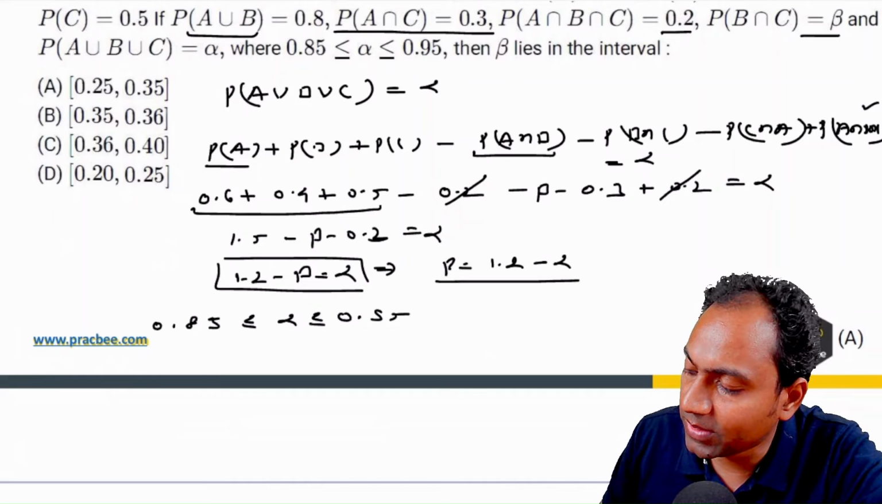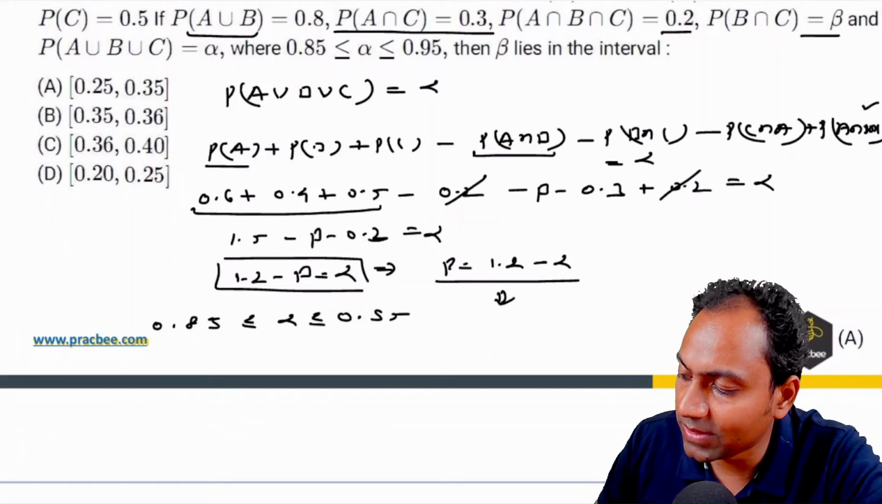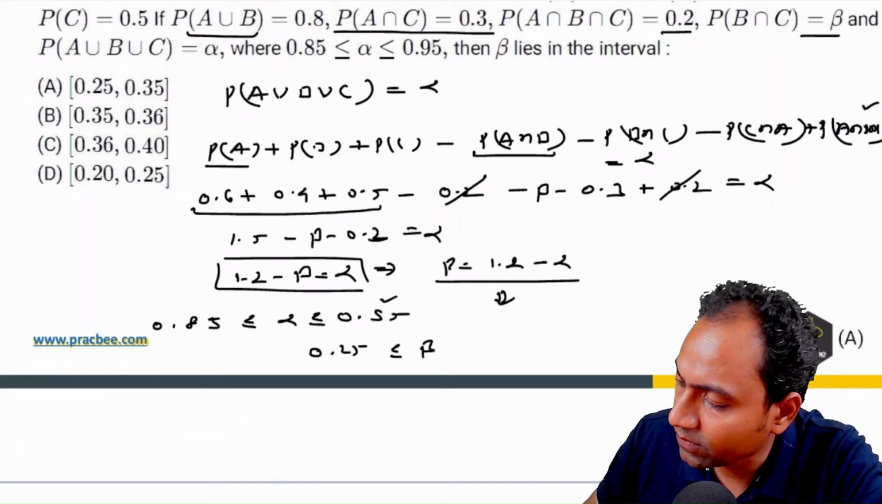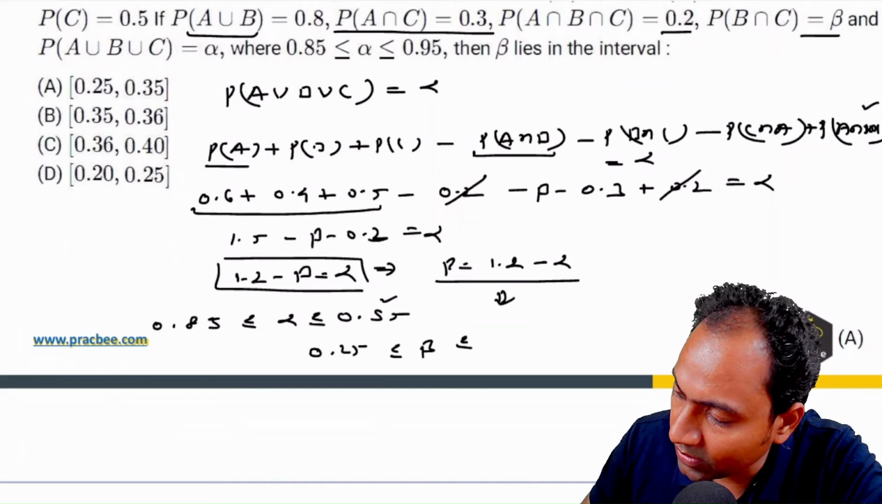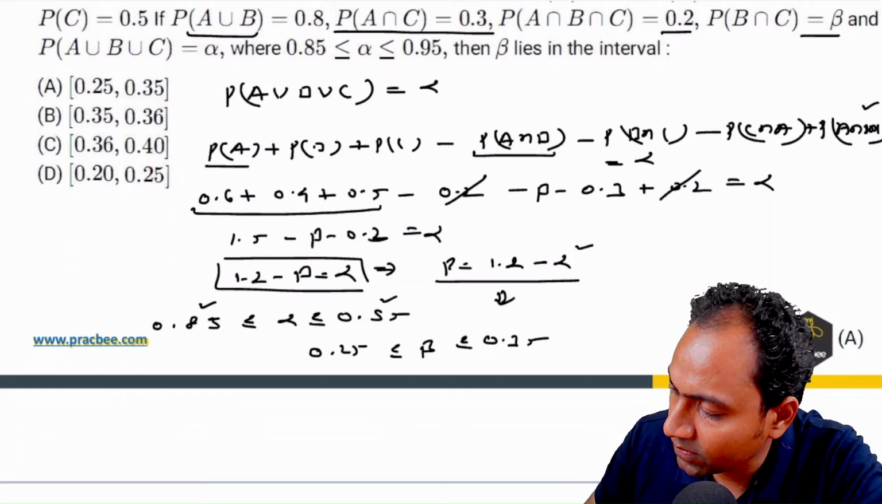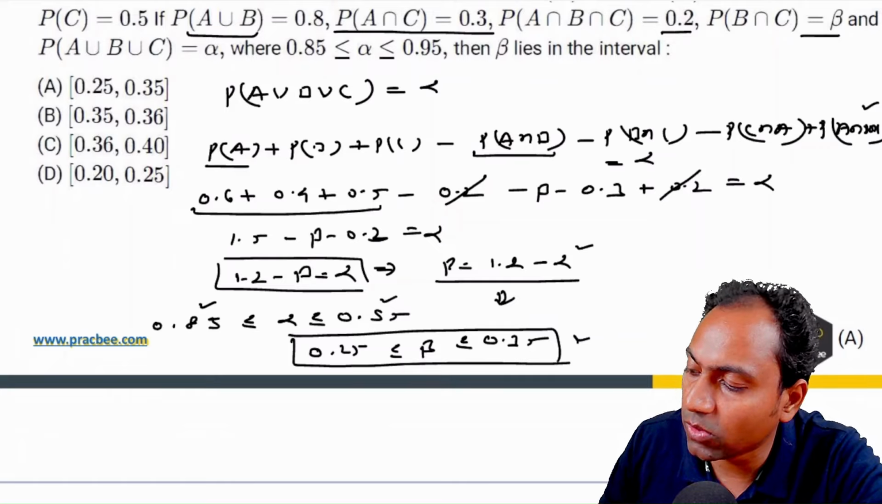So see, the minimum value will come when we subtract the maximum value of alpha. So the minimum value of beta is nothing but when I supply 0.95 and that becomes 0.25. And the maximum value will come when I take the minimum value of alpha, that is 0.85. So it becomes 0.35. Now along with this, it is highly recommendable that we should also check.